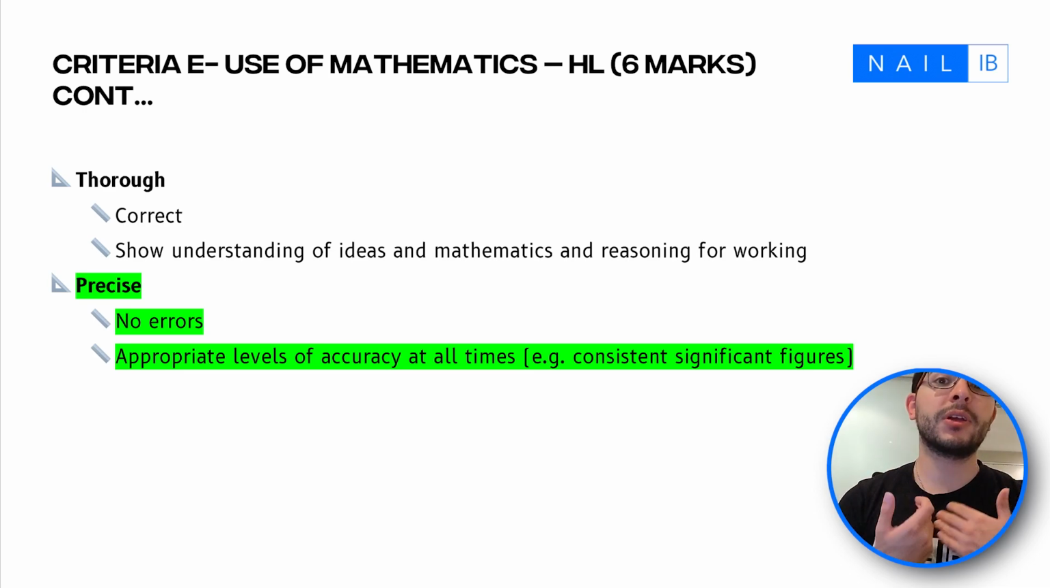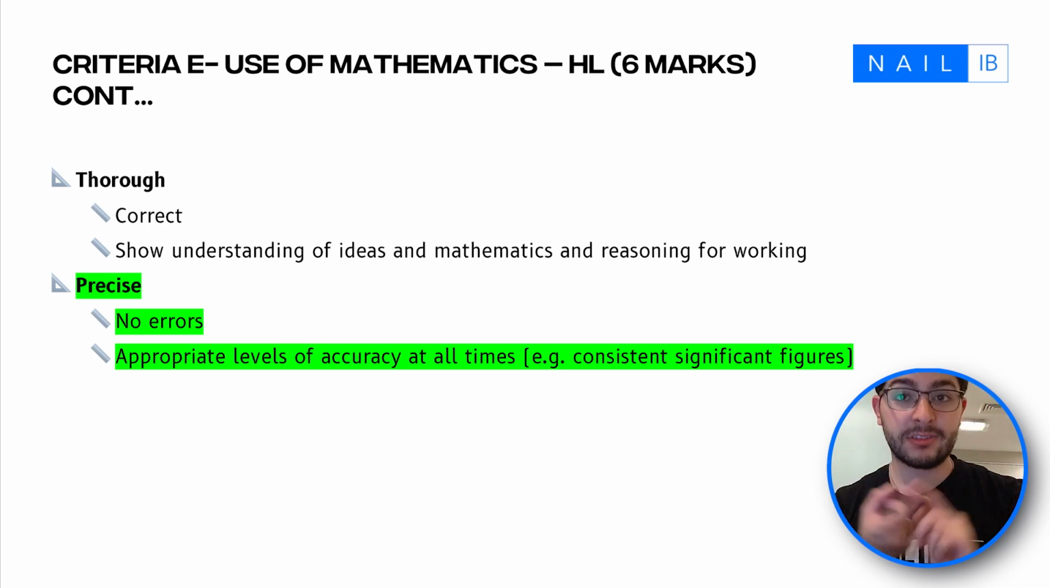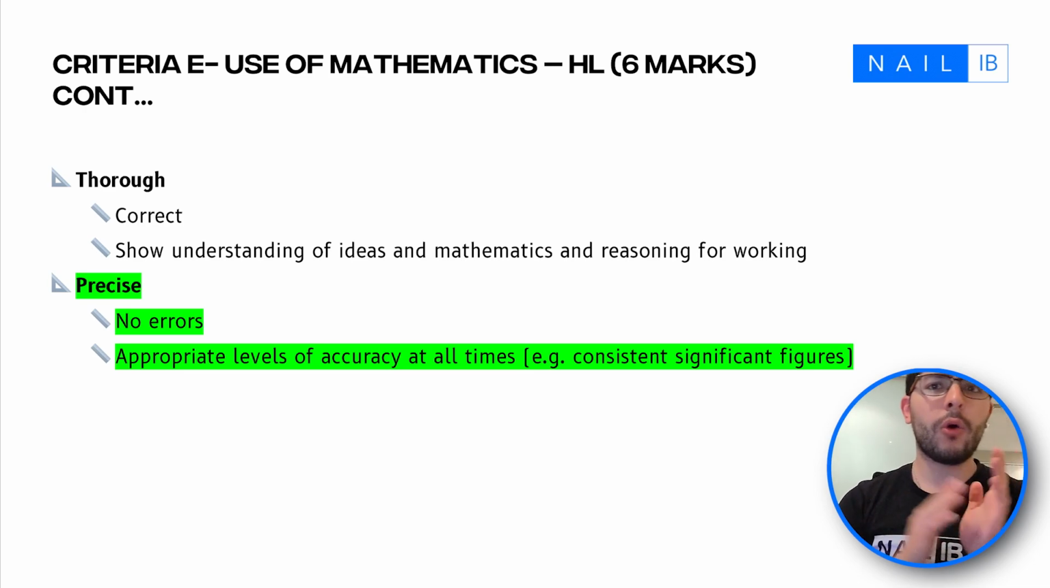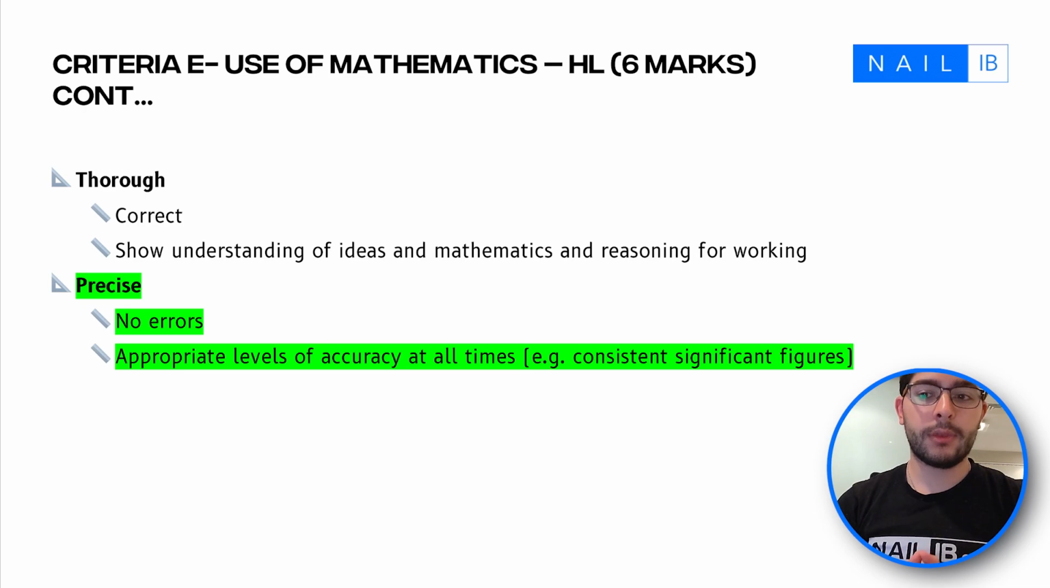Now, you also need to have an appropriate level of accuracy, and that means having consistent levels of significant figures, all those kind of things. Just trying to be as accurate as you can if possible.